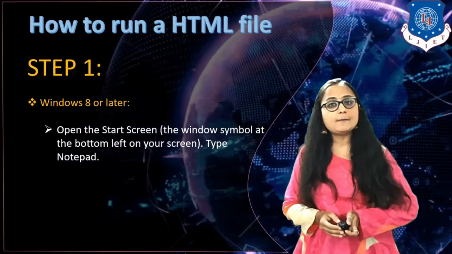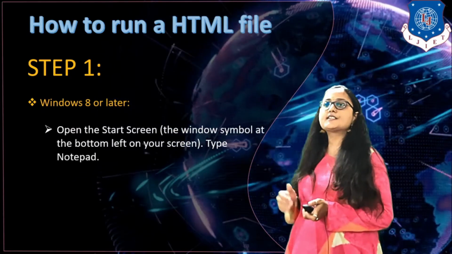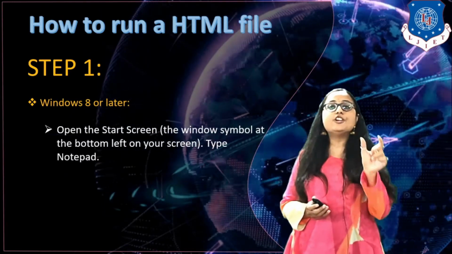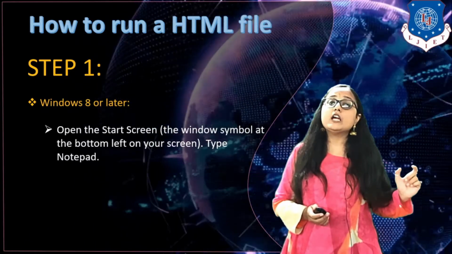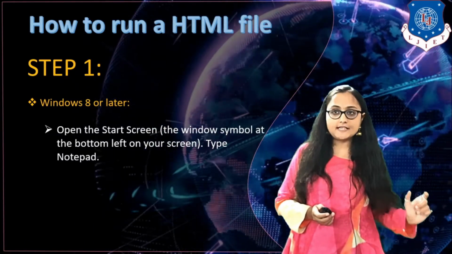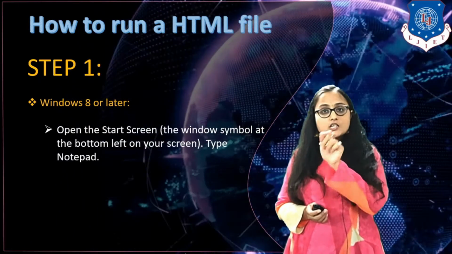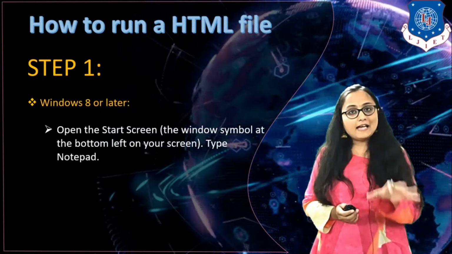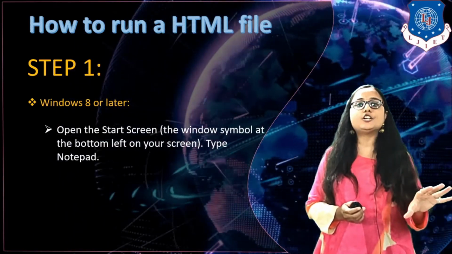The first step for Windows 8 or later version is that you have to open the start screen. Now what is a start screen? The start screen is the window symbol on the left-hand side at the bottom of your computer screen. You have to click on that symbol and write in the search bar notepad. You can write notepad, notepad plus plus, Sublime, whatever text editor you are going to use.